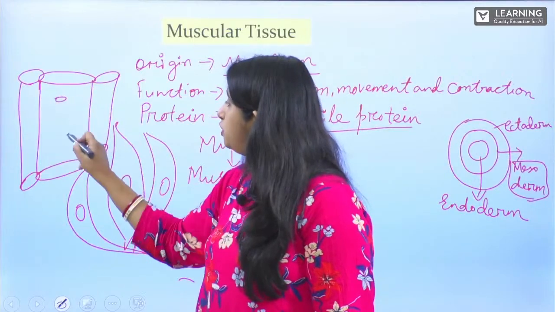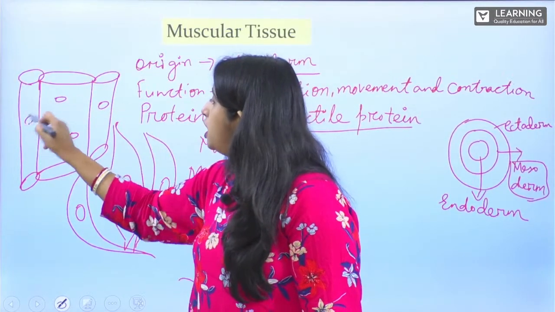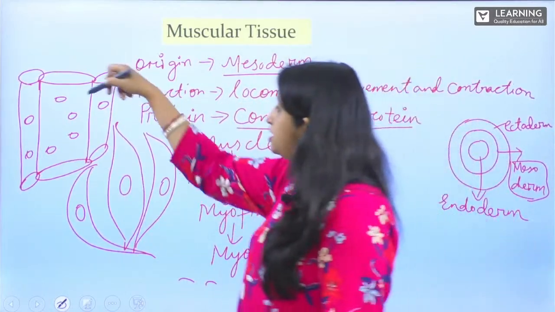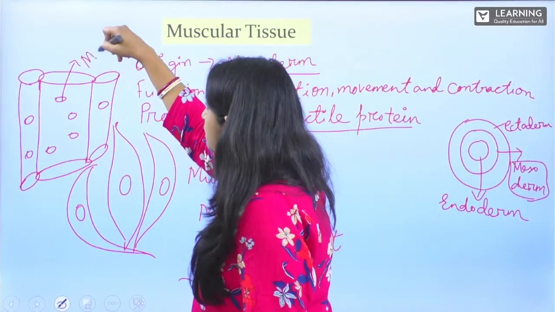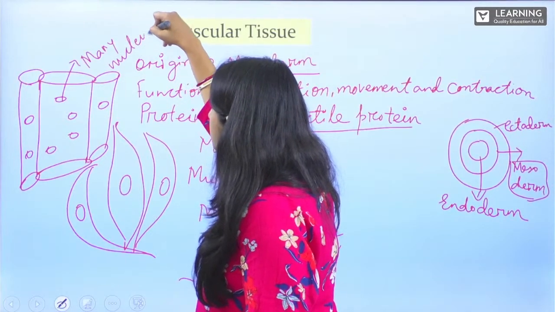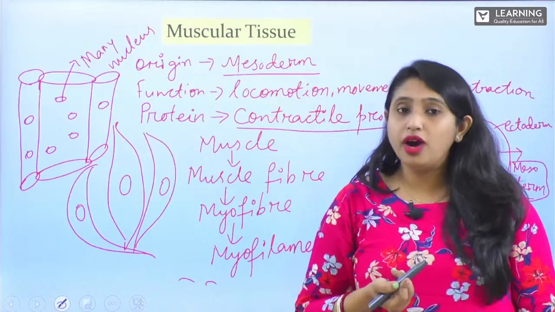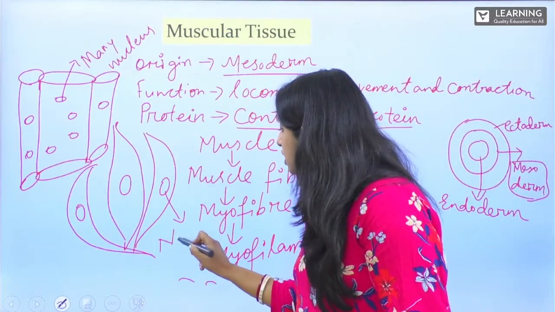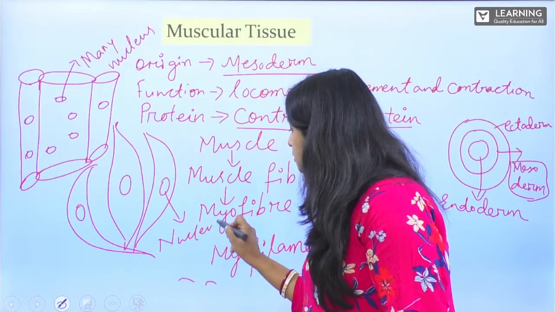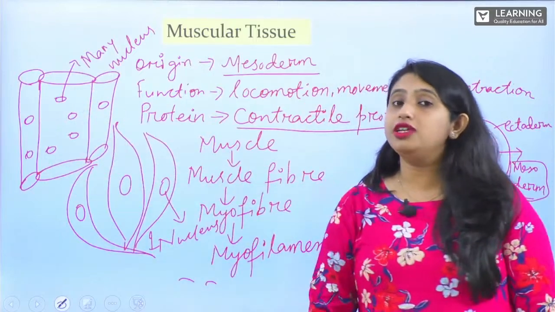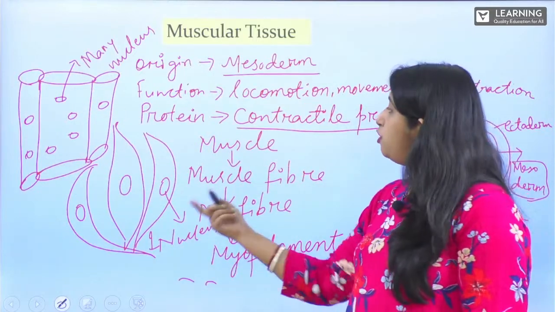So they also have what? They also have a nucleus. Some may have many nuclei. So here, as you can see, they have many nuclei, right? And here you can see only one nucleus at the center. So the number of nuclei in the muscle tissue may vary.